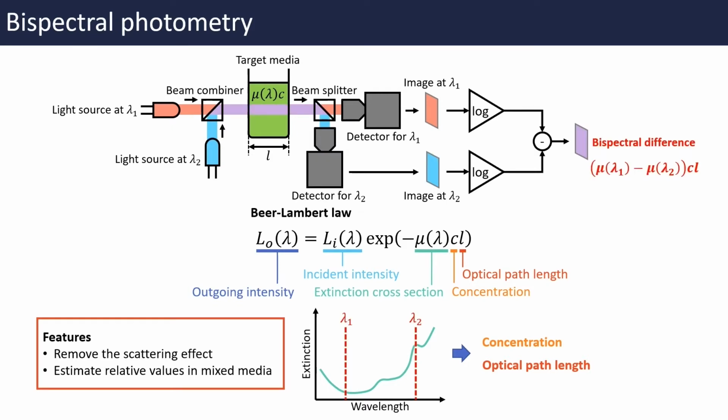Bispectral photometry is a type of spectrophotometry using two different wavelengths. Observations at both the wavelengths are individually amplified and then subtracted. The final result is called bispectral difference.